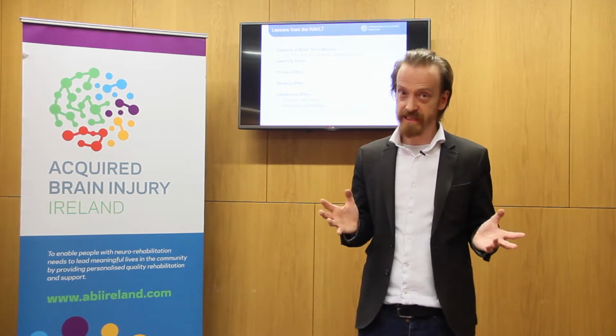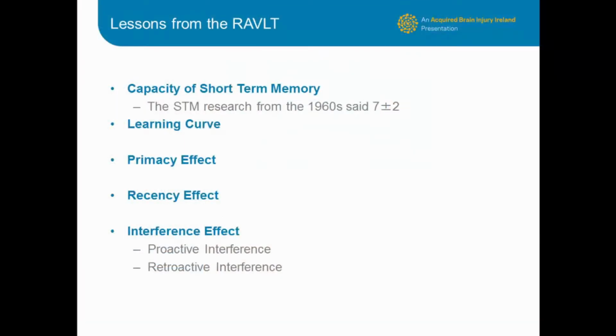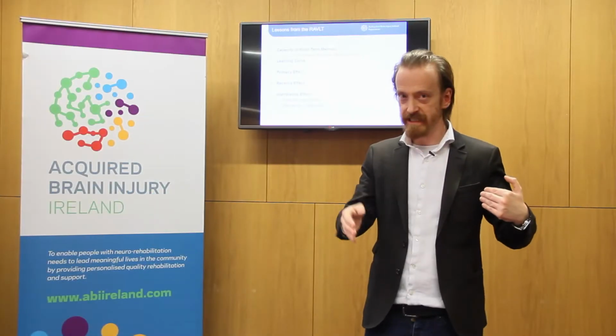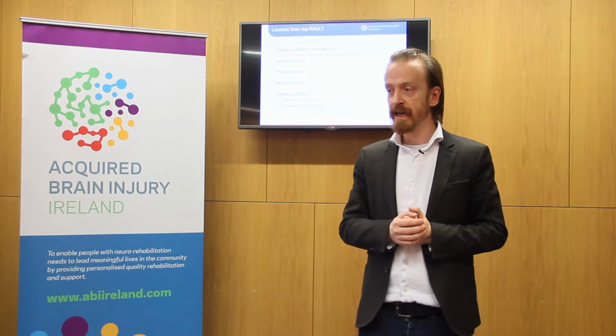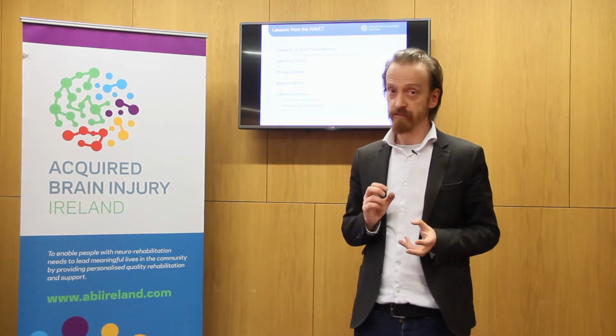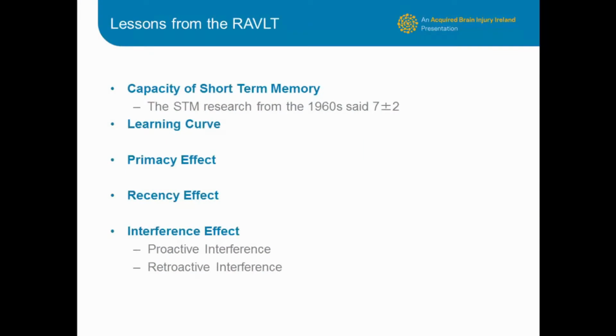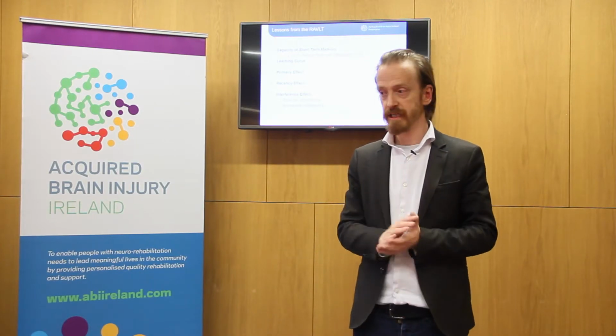We find even today people have 7 ±2 bits of information that they can take in one go, but they'll have a learning curve. So every time they try the test, it'll be 7 and then 9 and 10 and 11 and 12. If you overload people, what you'll get is what they call a primacy and recency effect. So people remember the first part of what they were trying to learn, and they'll remember the last part, but they'll have forgotten the middle piece because it's overloaded.